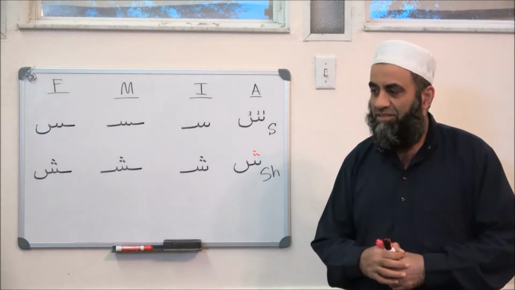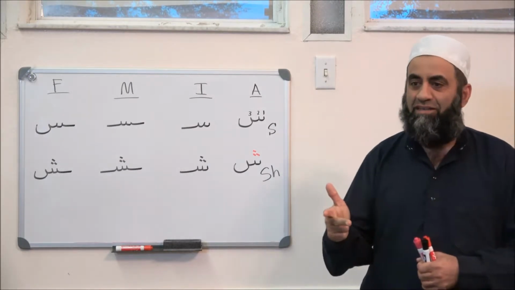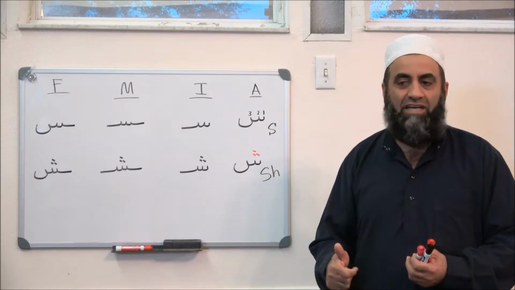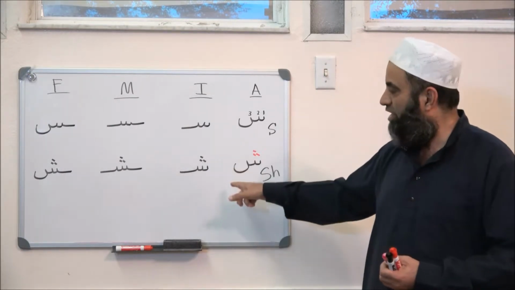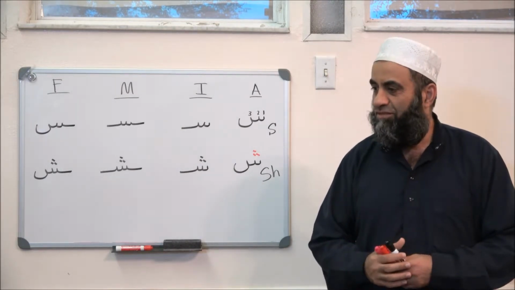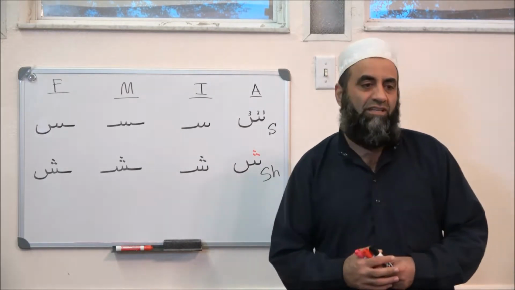So we have ba, ta, tha, jim, ha, kha, dal, dal, ra, za, sin, shin, sa, sha, and we have the a, u, e. How many letters have we covered? About 17, right? 17 letters.